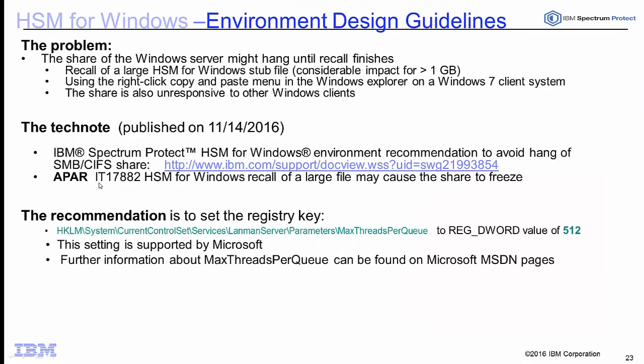Another APAR that we're addressing is some environmental design guidelines. The problem was that the share of the Windows server might hang until the recall finished. This happened particularly when you were recalling a large HSM for Windows stub file that maybe had greater than 1 gigabyte, and you were using the right-click copy and paste menu in Windows Explorer on a Windows 7 client system. When this would happen, that SMB or CIFS share was also unresponsive to other Windows clients.